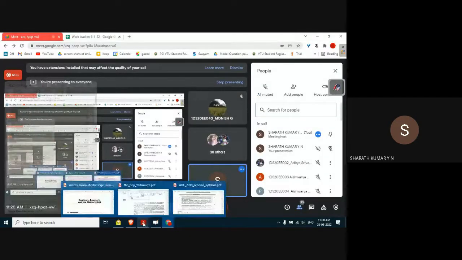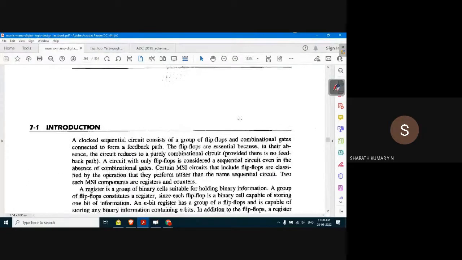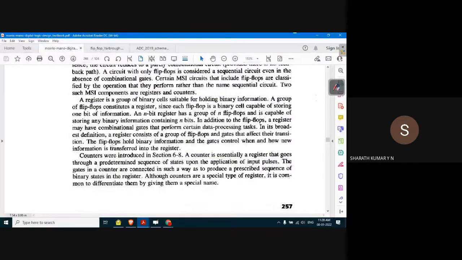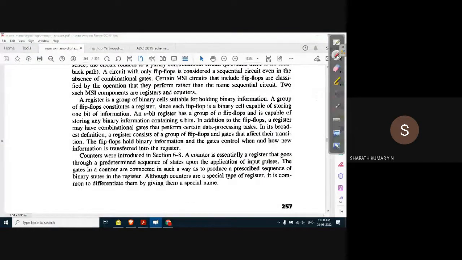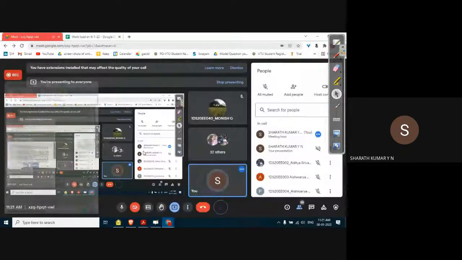So in the meantime we'll start discussing from the Morris Mano textbook. Of course, both are equally good, no doubt. But some concepts may be different in some of the textbooks, so it's better to look it up. As I said in the last class, there are hundreds of books. You can't refer to all of them. These two are standard reference books in most universities and colleges: Morris Mano and Yarbrough.